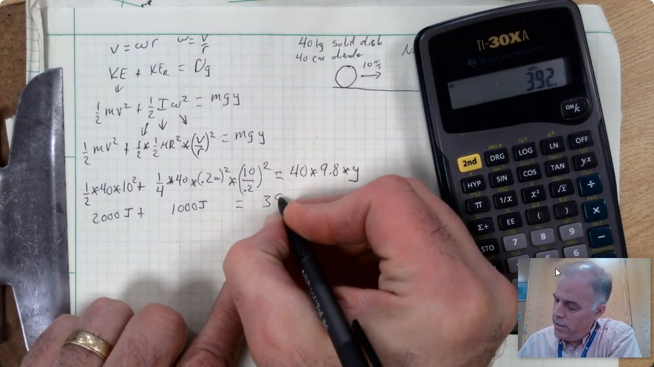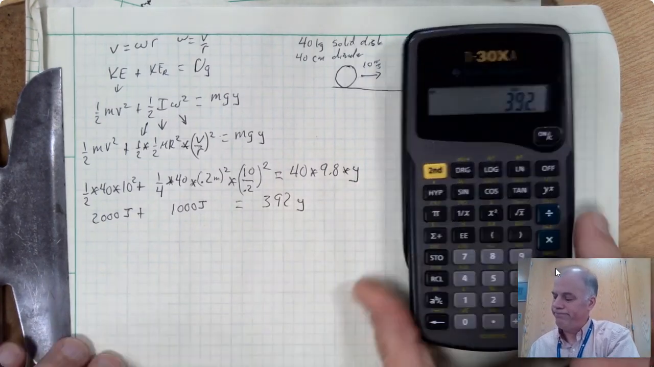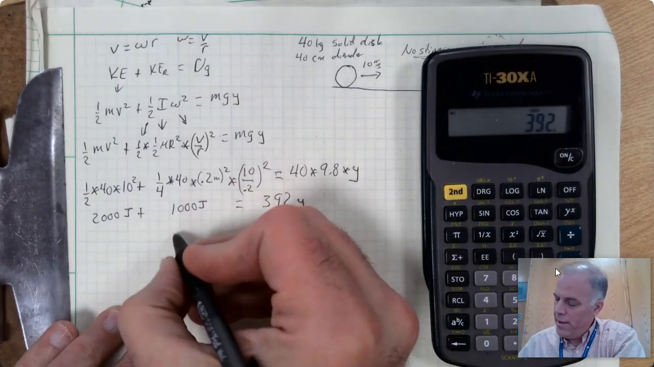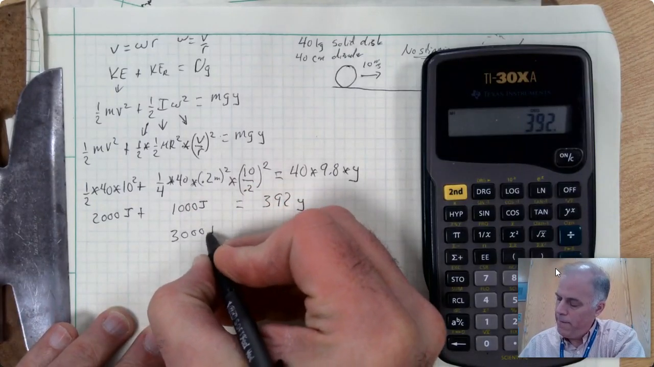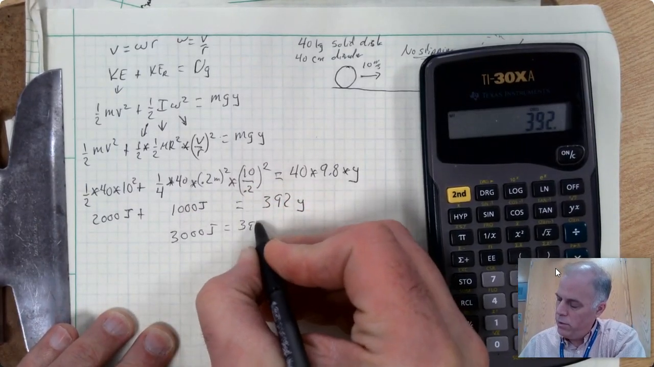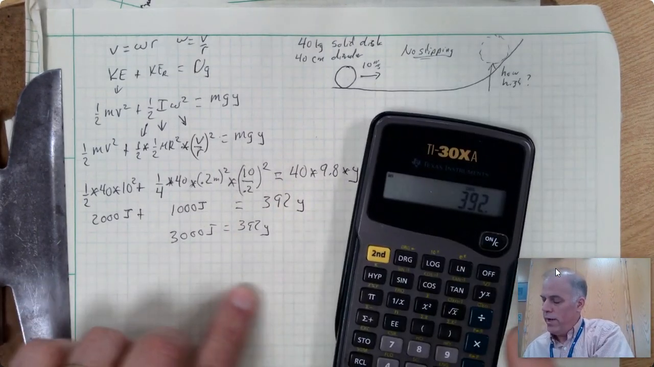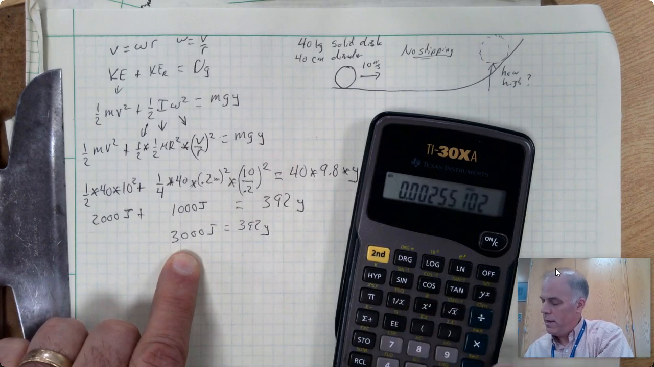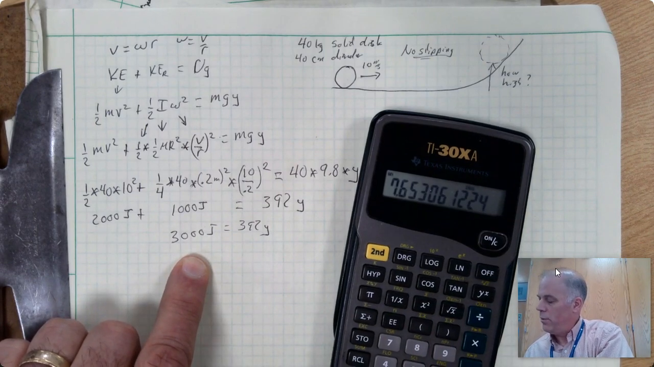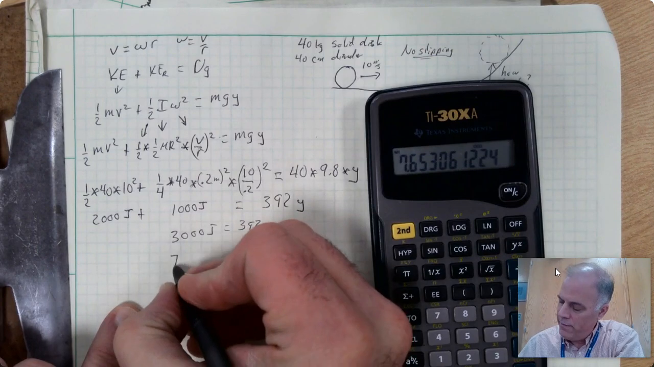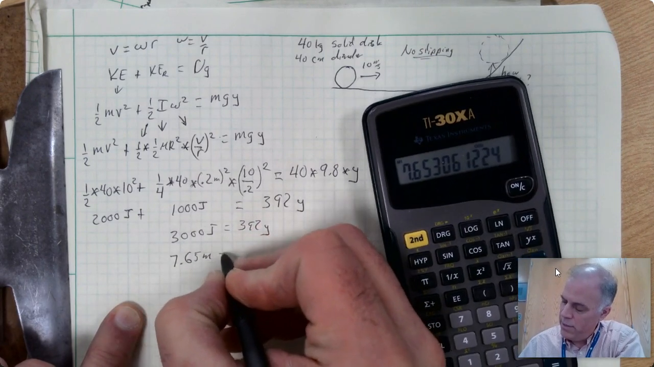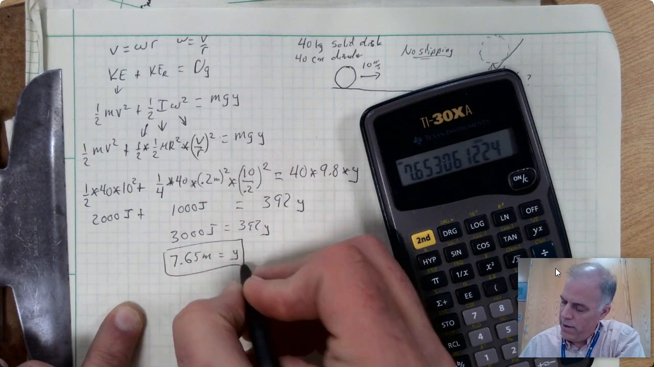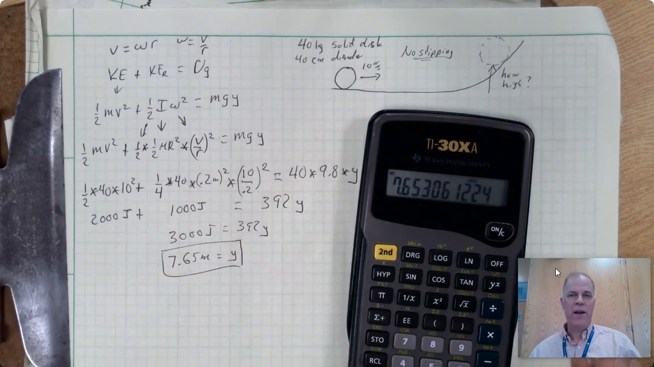So 392 times y. We'll set that equal to 3,000 joules, equals 392y. So we can divide the 392 into the 3,000, and we get 7.65. 7.65 meters is equal to the height. And that's our answer. Ain't that grand?